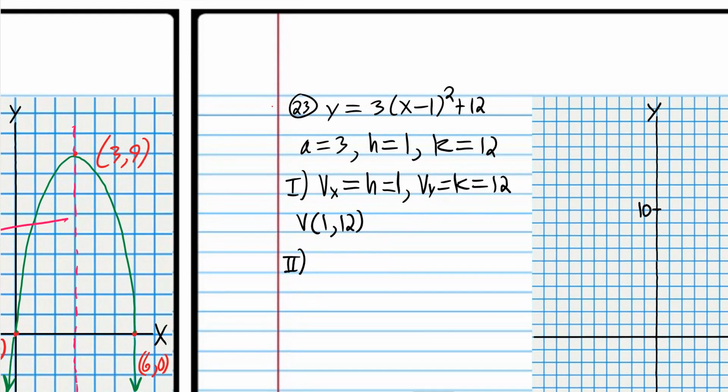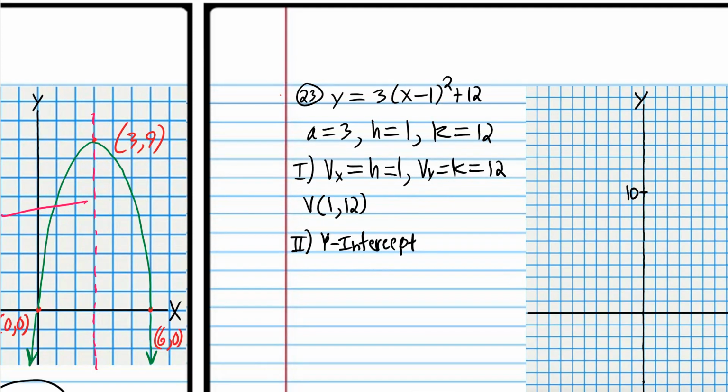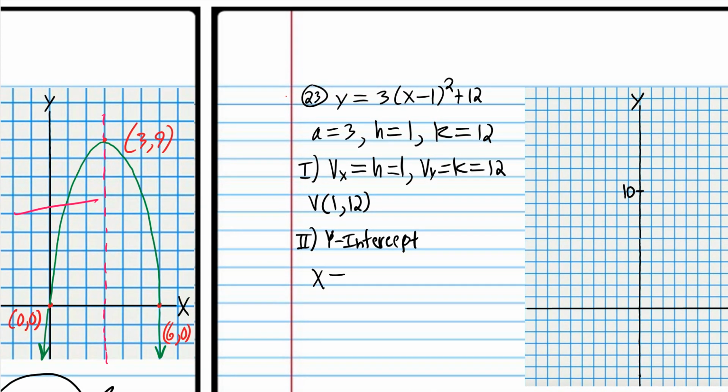And step 2, we're going to find the y-intercept. And to do that, we're going to let x equal 0 in the original equation. So I have y equals 3 times (0 minus 1) squared plus 12. And just to be clear, I'm taking that 0 from there and plugging it in there.